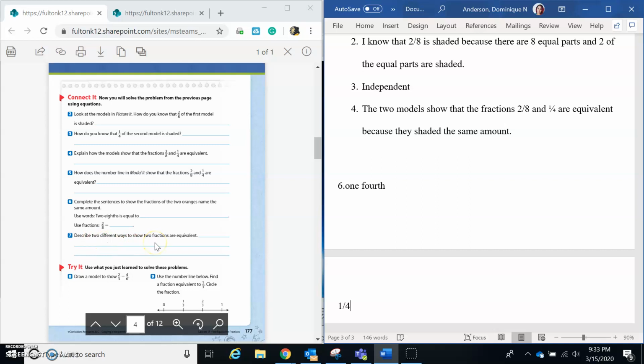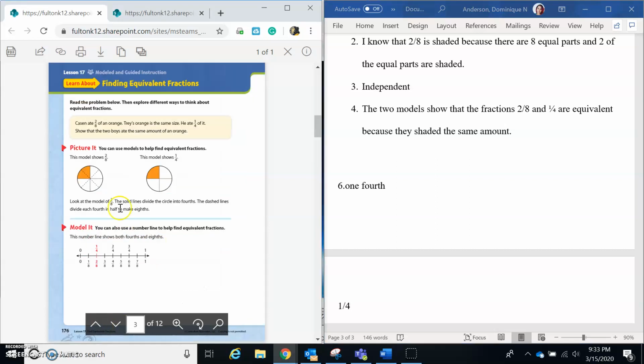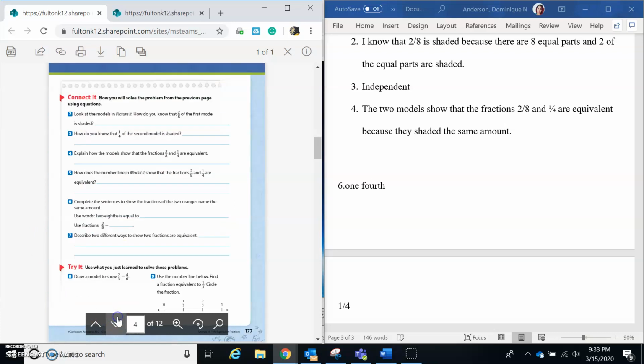Describe 2 different ways to show 2 fractions are equivalent. So we looked here and we saw that you can use a model or you can use a number line. So I want you to use a complete sentence to tell me how we can show equivalent fractions in 2 ways.